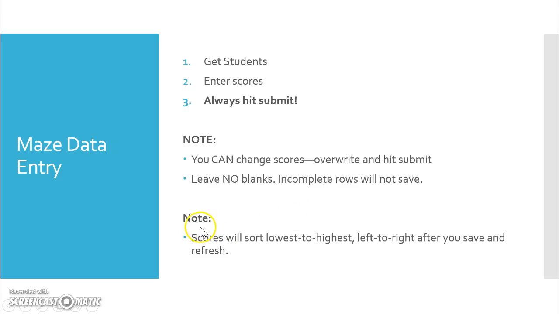Finally, one weird note, it's just something to do with the coding and the technology. After you save scores, you'll notice they sort themselves lowest to highest, left to right. So the scores will be correct for the student. They're just going to be in a different order after you save them, and that's okay.